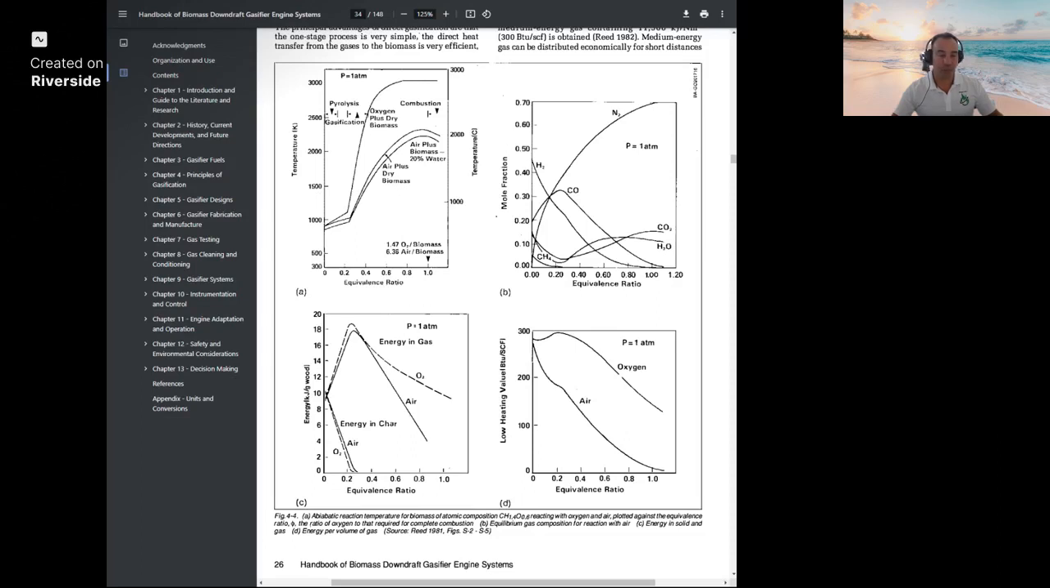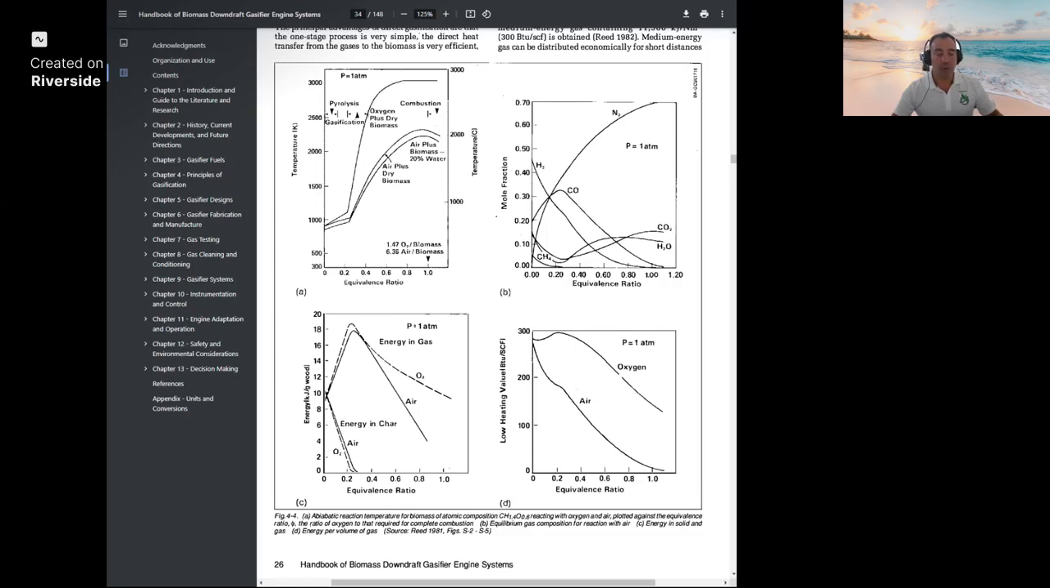Part C of the diagram shows the distribution of energy in the products. As the equivalence ratio increases, energy content in the solid product, char, decreases, and the energy content in the gas product increases. This is again because more complete combustion with more oxygen leads to less char and more gas production.